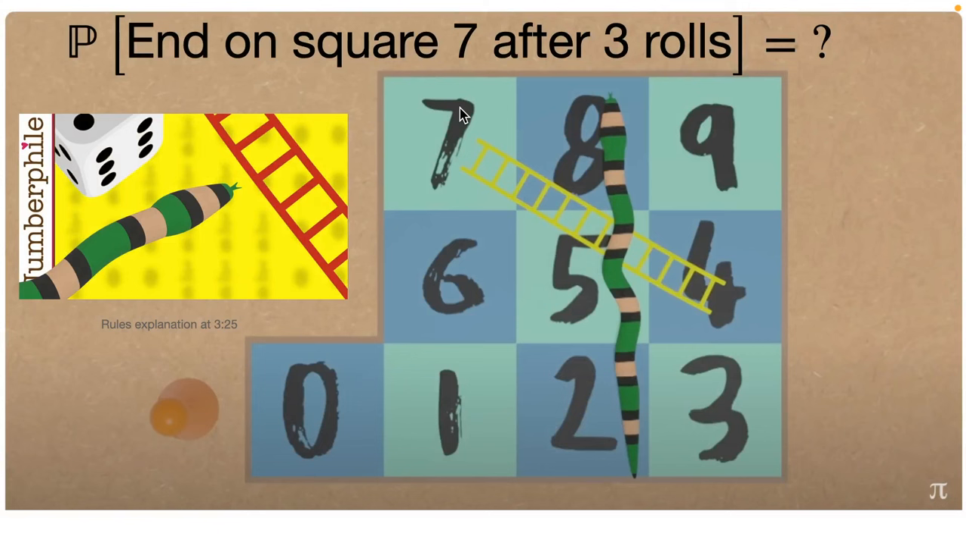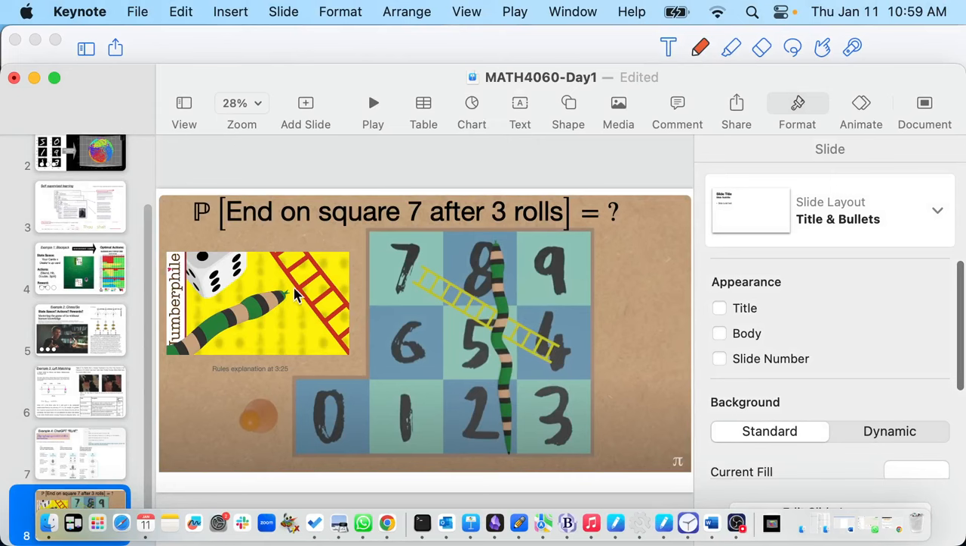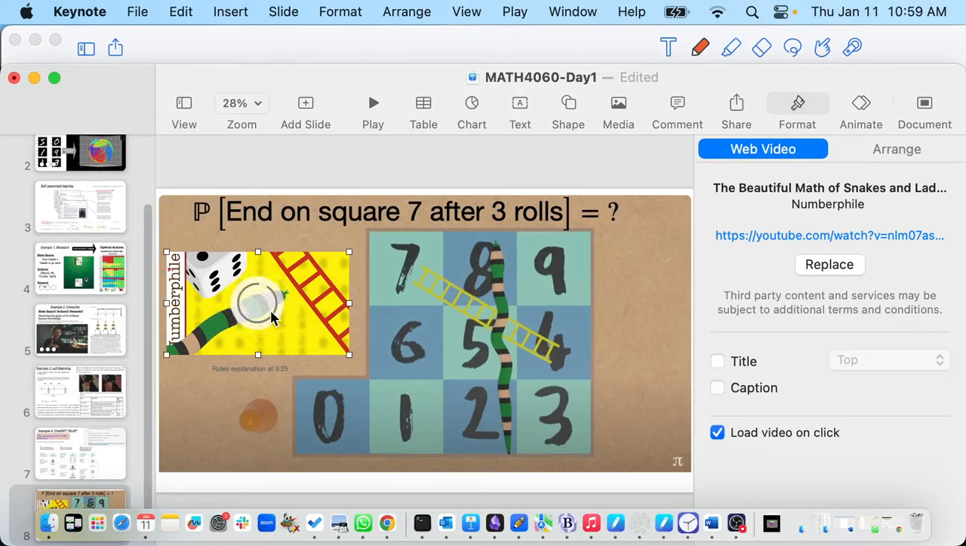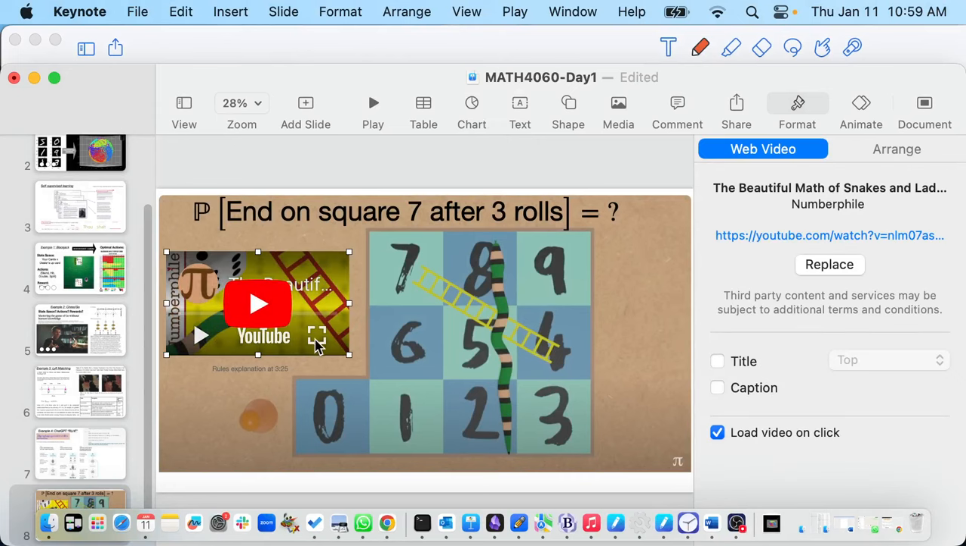Snakes and ladders is a perfect example of a state space. We're going to do this simple snakes and ladders thing. I took this example from a really nice Numberphile video, so I'm going to show you the video. That's going to be the problem we work on for the last 10 minutes of this class and probably the first 10 minutes of next class. Let me play the actual thing for you, and I'll open it over here so it can be full screen.